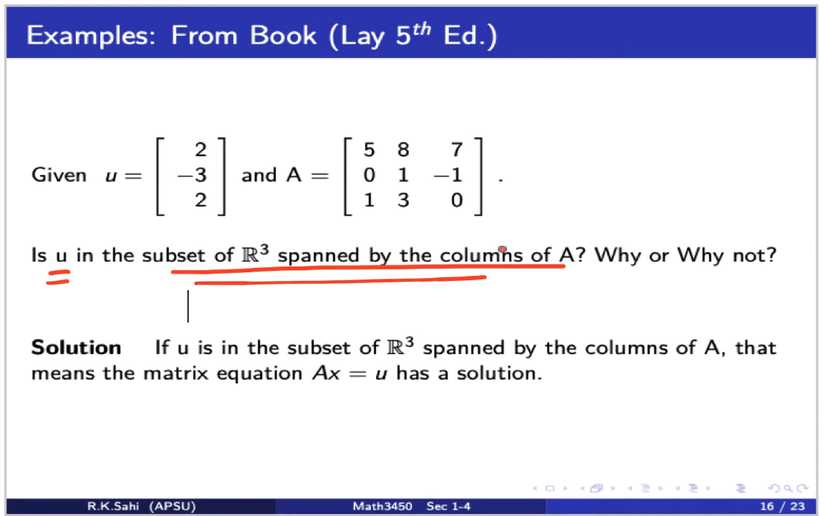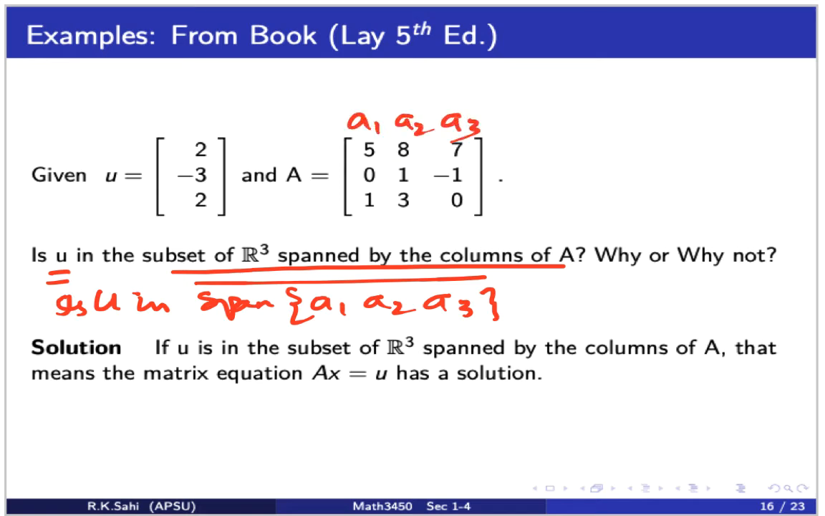If you recall, some few minutes ago we talked about the spanning set of vectors. Okay? So what this simply means is, u in the subset of R3, that means can u be written as a linear combination of the columns of A? That's what it means. This whole line means is u in the span of A1, A2, A3, the columns.